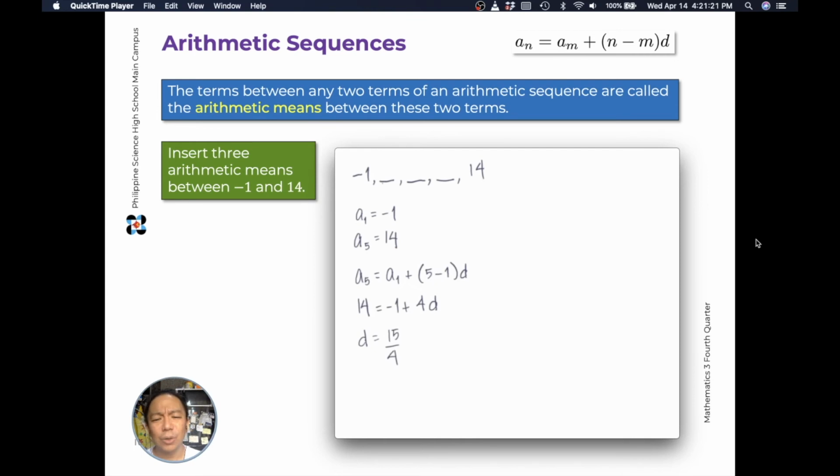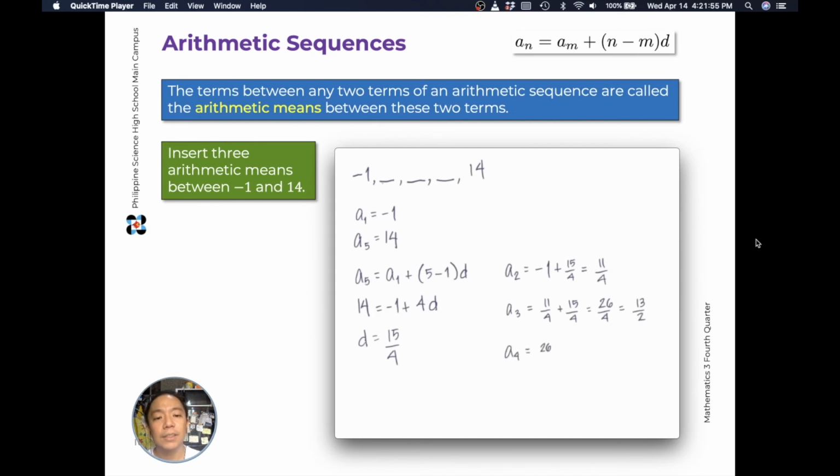So hindi siya integer. Okay lang yun. We're just adding and subtracting values to get to the next term. But we're looking for the next 3 terms. So, anong gagawin natin? Mag-add na lang tayo sa first term ng 15 over 4. So, the second term is -1 plus 15 over 4. That gives us 11 over 4. The next term is 11 over 4 plus 15 over 4. That will give us 26 over 4 or 13 over 2.